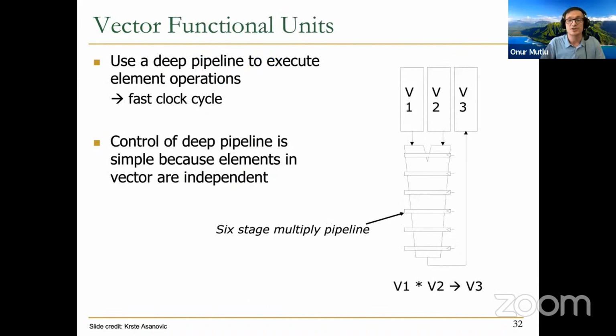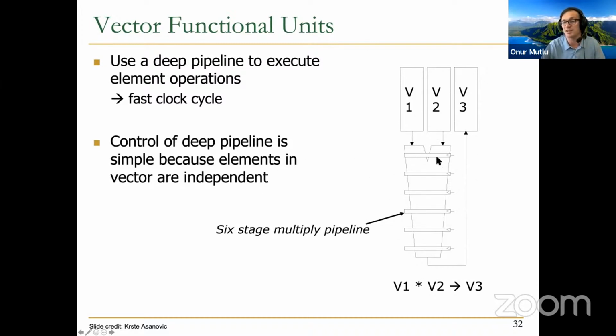Okay. So vector functional units, we already discussed this also. I've already given you an example that looks like this: V1, V2. Basically, you stream different elements of the vector in consecutive cycles into a vector functional unit, and you stream the data out of the functional unit into a destination vector register. Basically, you can use a deep pipeline to execute element operations, with a fast clock cycle.